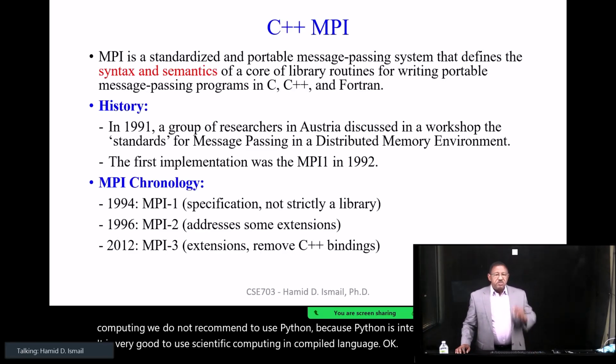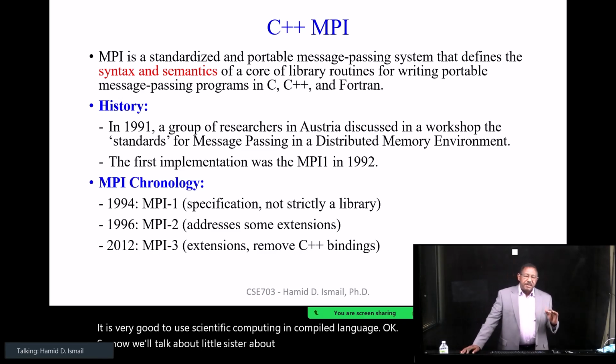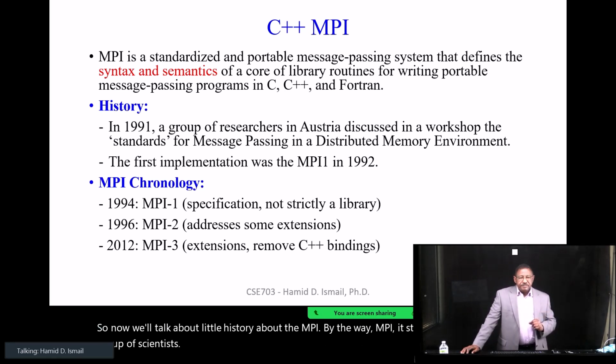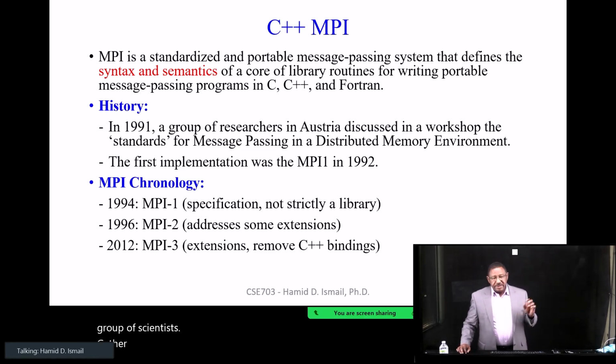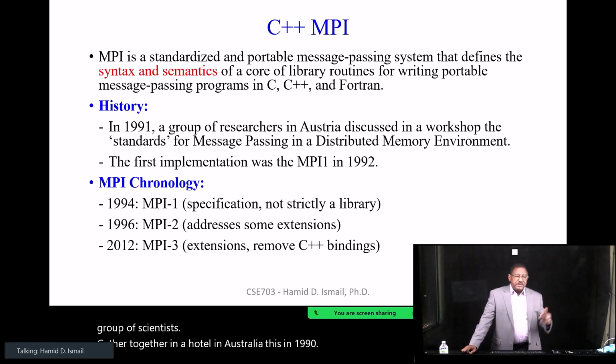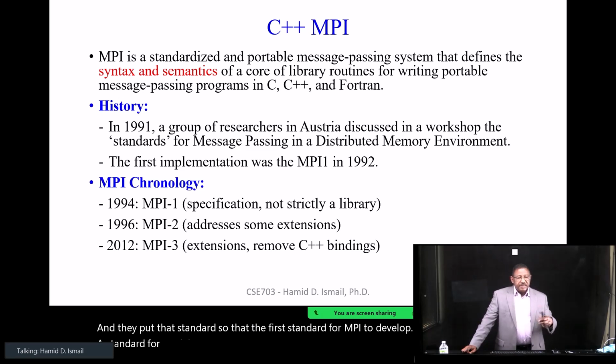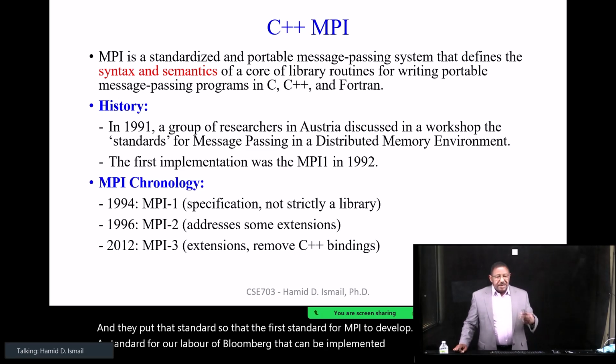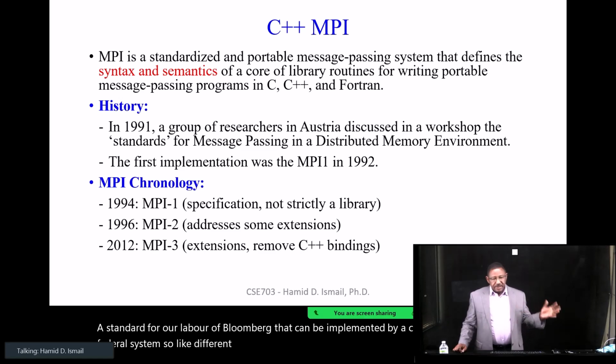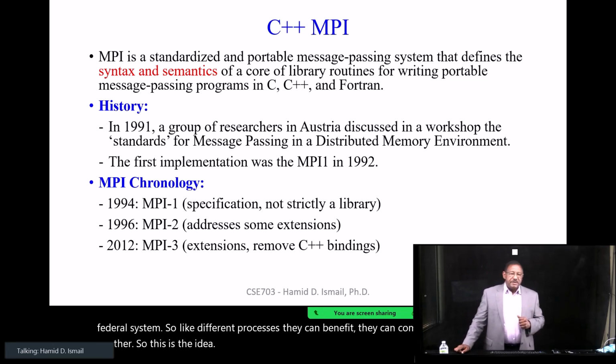So now we'll talk about a little history of MPI. By the way, MPI started as a standards group of scientists gathered together in a hotel in Austria in 1990, and they put together the first standard for MPI, to develop a standard for a library or framework that can be implemented by a computer language for parallel systems, so that different processes can communicate with one another. So this idea began in 1990.